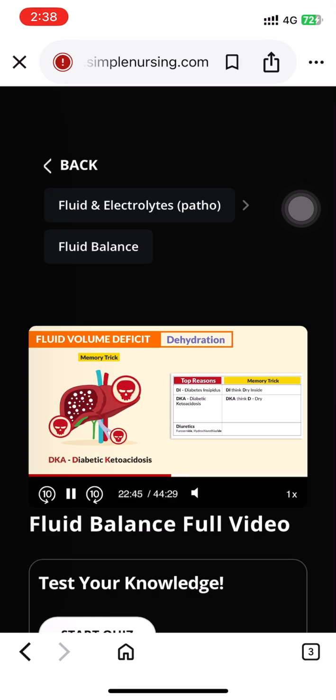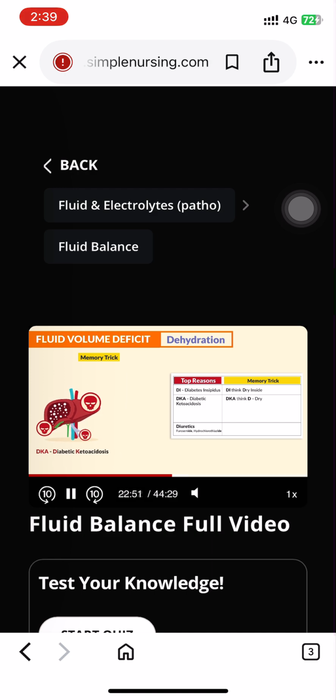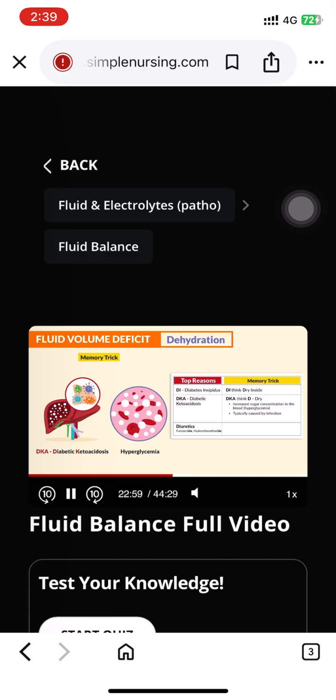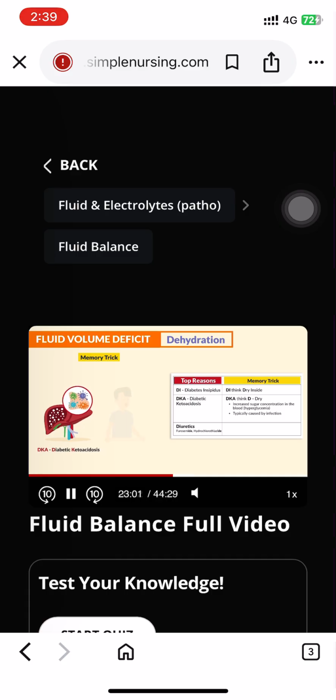So with DKA, think D for dry. Now we go into all the details in the full DKA video, but real quick, in DKA we see an increased sugar concentration within the blood, that hyperglycemia, typically caused by infection which also dries the body out, and a common manifestation is Kussmaul respirations, basically fast breathing, which leads to insensible fluid losses from all that fast breathing.